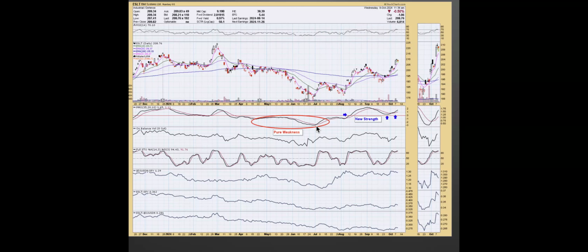We got a buy signal here, but it came well below the zero line. We had to be a little bit questioning about whether that was new strength or not. Because it was so far below the zero line, it turned out to not be much in the way of strength.